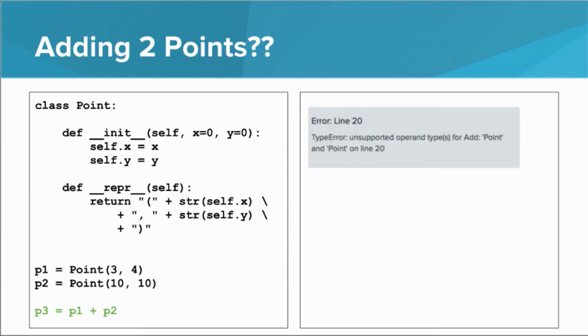So quick terminology here. The plus sign is actually known as an operator. Things like plus, times, divide, minus, these are all operators that take in operands. So here we have the plus operator trying to add together 2 point operands, and it doesn't know how. It doesn't know what to do with 2 points. Well, how can we fix this?